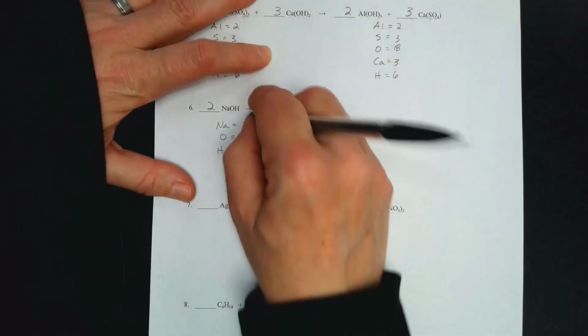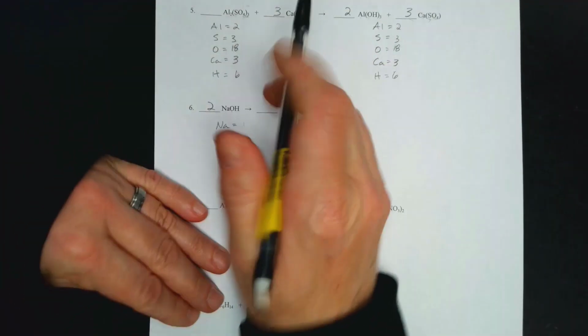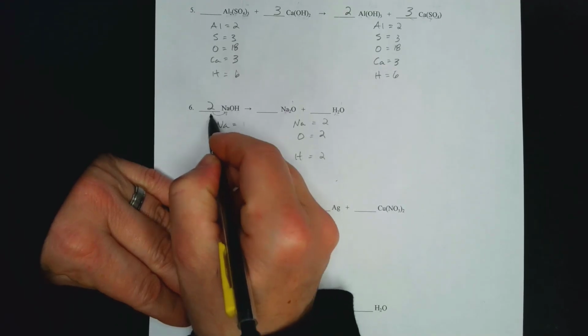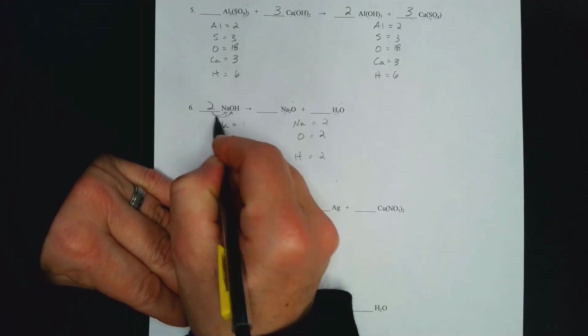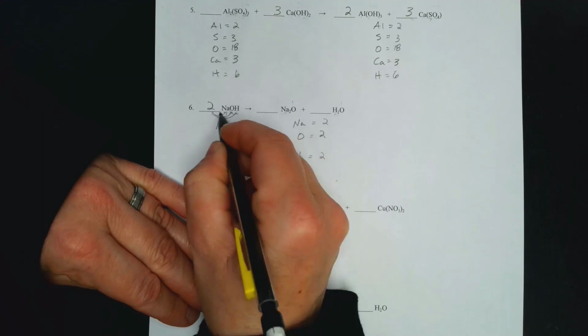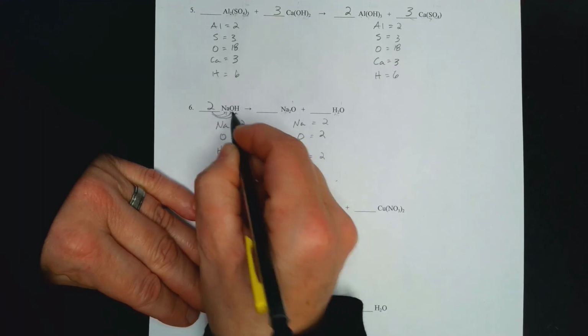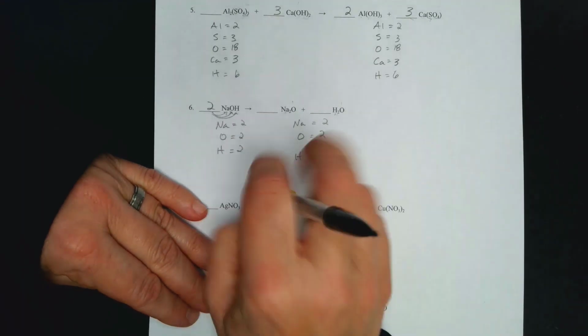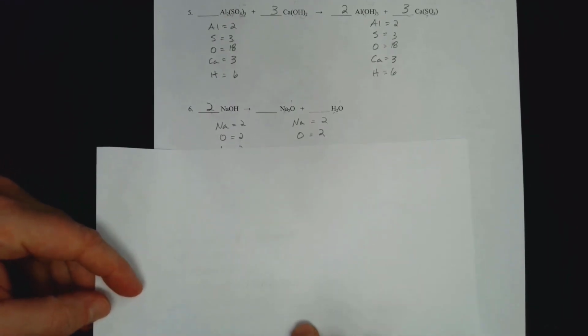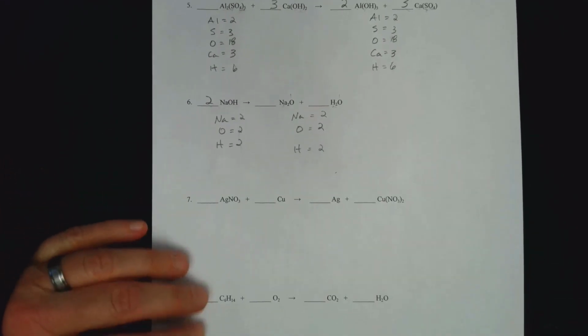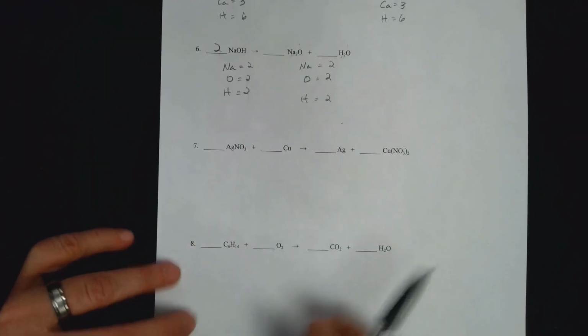And now it's time for us to update. This 2 relates to everything in this chemical formula, which means I have 2 sodiums, I have 2 oxygens, and I have 2 hydrogens. Now that we have finished updating, check for balance. 2, 2, 2. That was an easy one. Nice. Okay, let's jump down here to number 7.